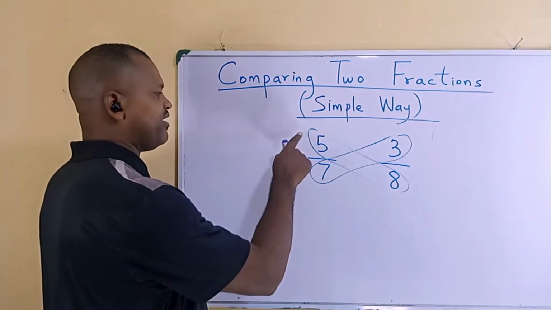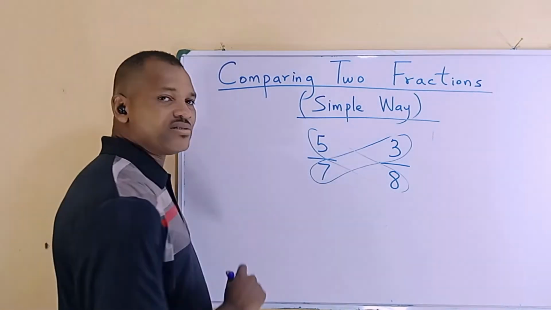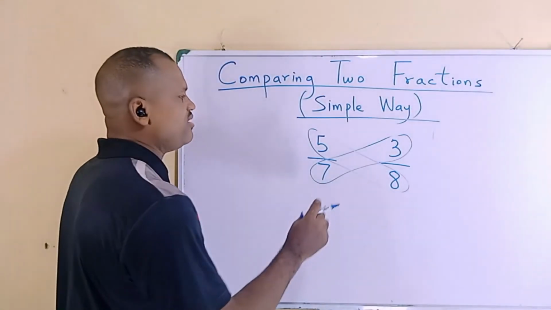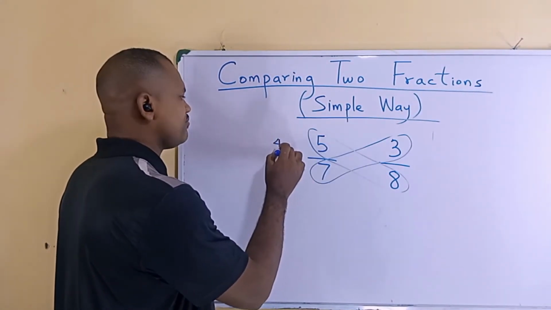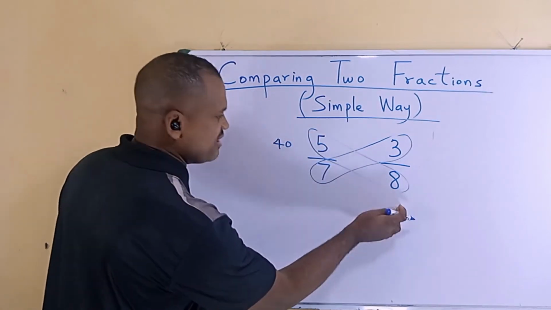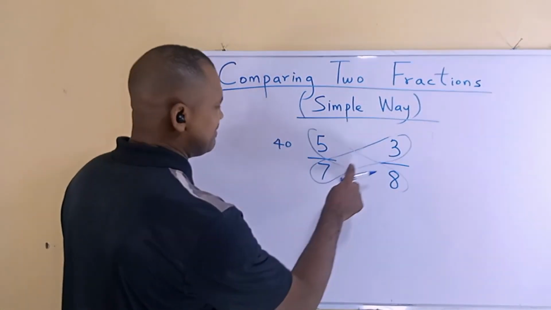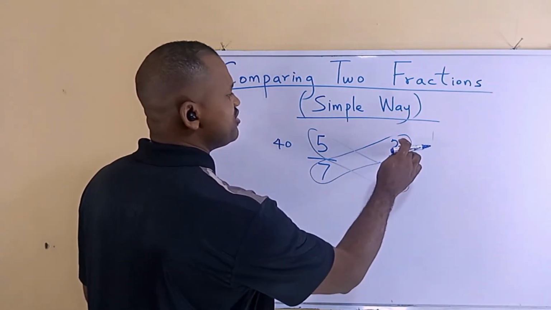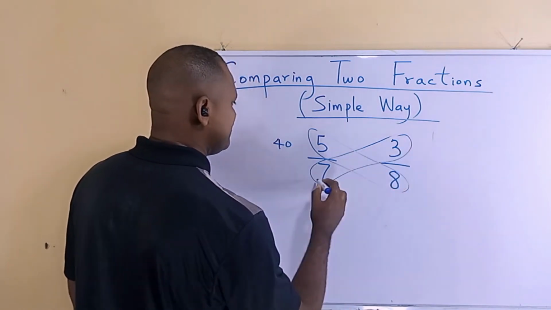So let's start with 5 times 8. 5 times 8 is 40. You write the 40 this side, the side where the 5 is up. That's where you write it. Then 3 times 7. Because 3 is up here, you write what you get, the product, here. 3 times 7 is 21.